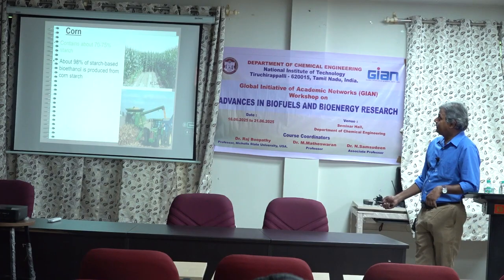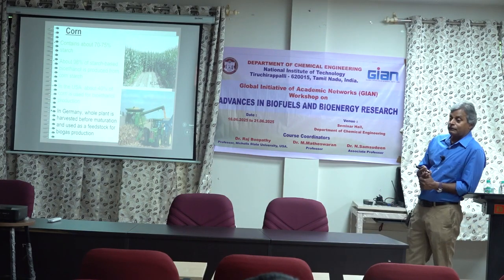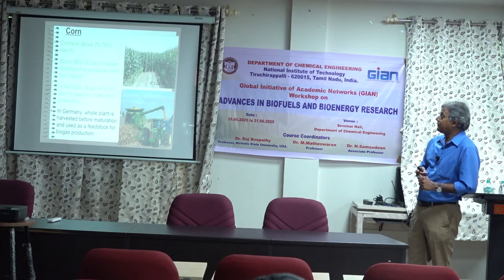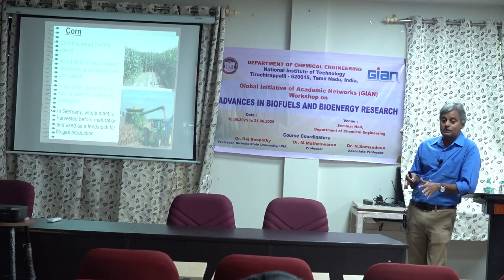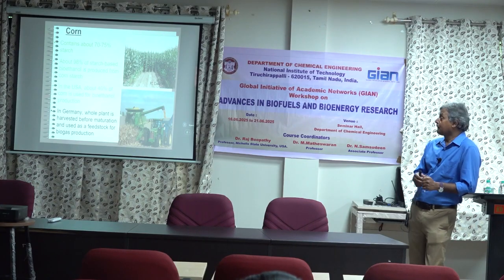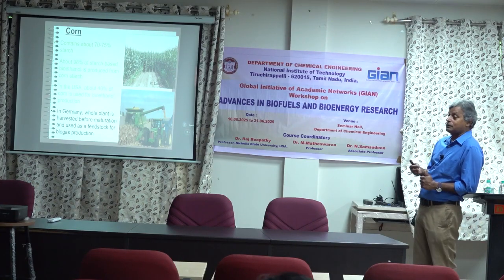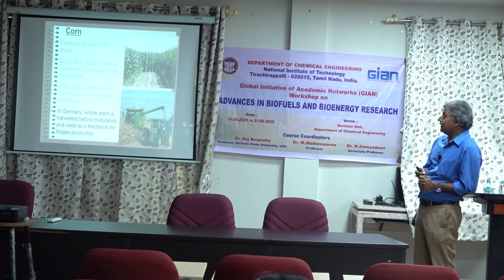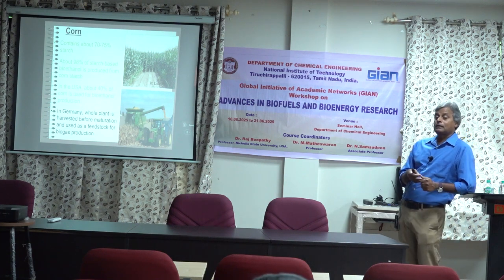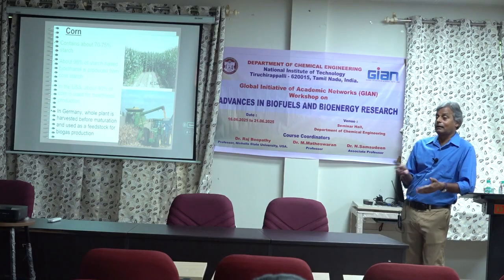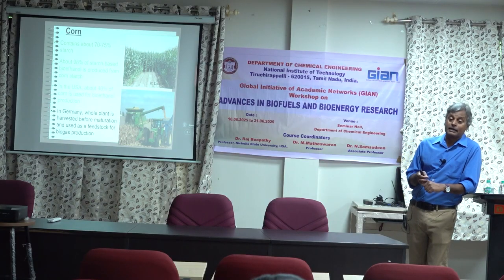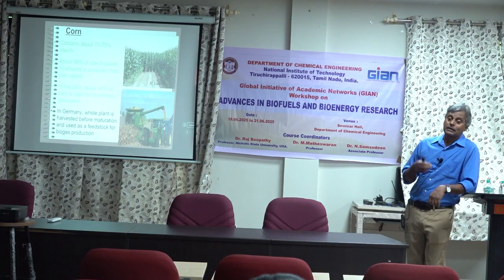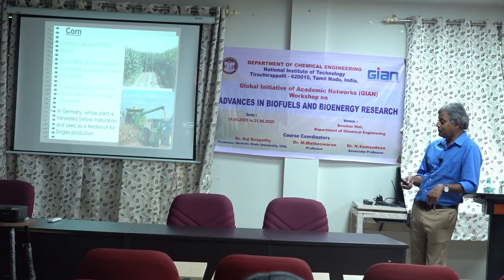Let's talk about corn, another feedstock. Corn contains 70 to 75% starch. About 98% of starch-based bioethanol is produced from corn starch. In the U.S., the feedstock for ethanol is corn. Okay, about 40% of corn is used for bioethanol in the U.S. In Germany, they don't let the corn grow mature. They harvest it before it is mature. The whole plant is used to make ethanol. Lignocellulosic, non-matured corn is used to make ethanol.